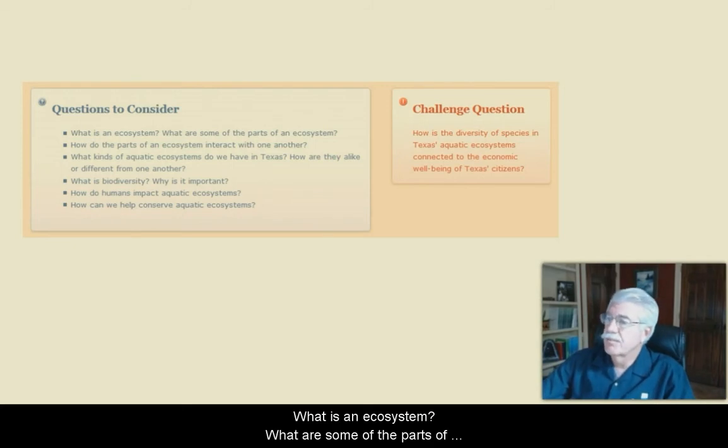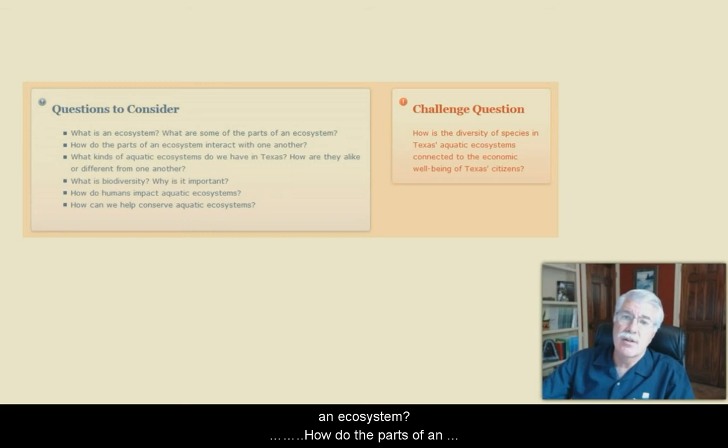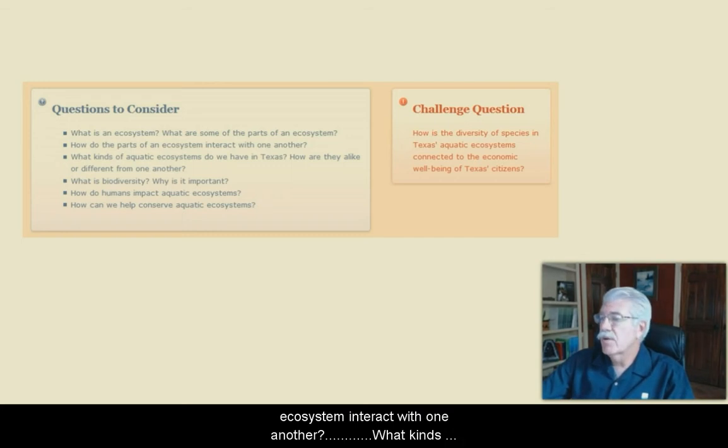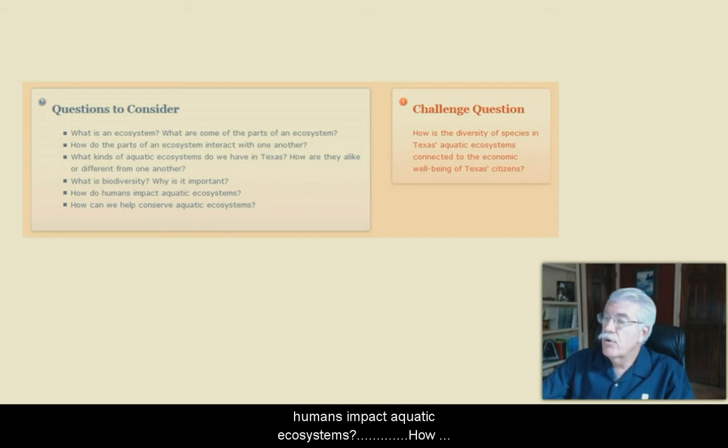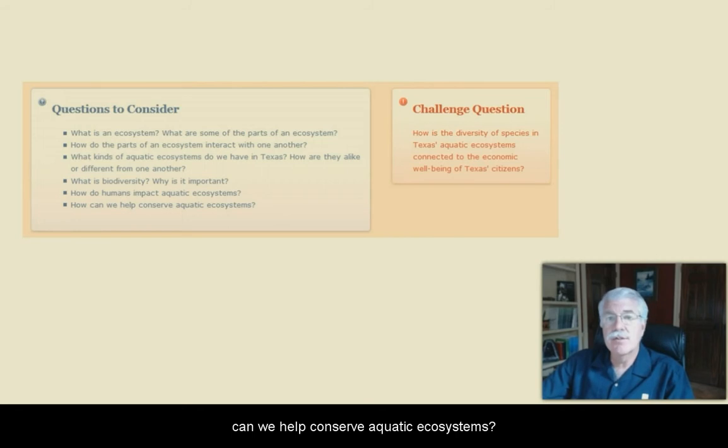What is an ecosystem? What are some of the parts of an ecosystem? How do the parts of an ecosystem interact with one another? What kinds of aquatic ecosystems do we have in Texas? How are they alike, or how are they different from one another? What is biodiversity? Why is biodiversity important? How do humans impact aquatic ecosystems? And how can we help conserve aquatic ecosystems?